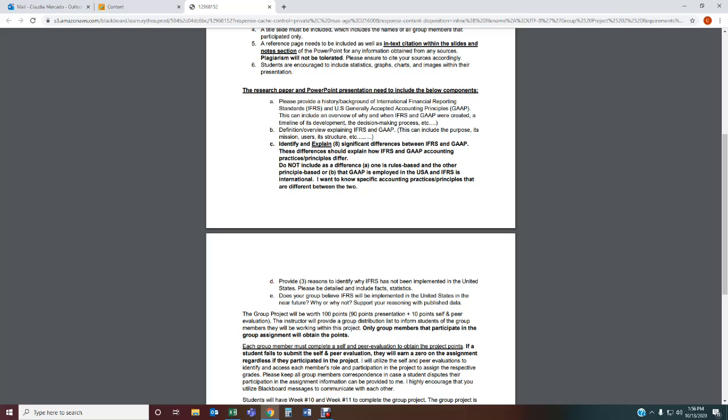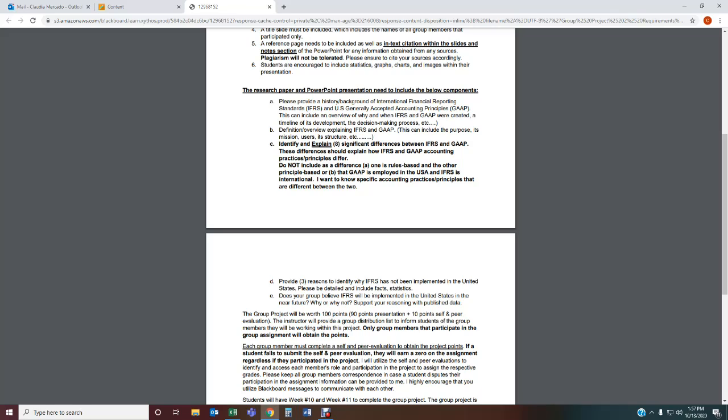Now letter C is super important. You're going to identify and explain 8 significant differences between IFRS and GAAP. Look at the keywords: identify and explain. You have to explain them, not just list them. These differences should explain how IFRS and GAAP accounting practices or principles differ. Do not include as a difference that one is rules-based and the other is principle-based. I don't care about that. I want to know accounting differences.